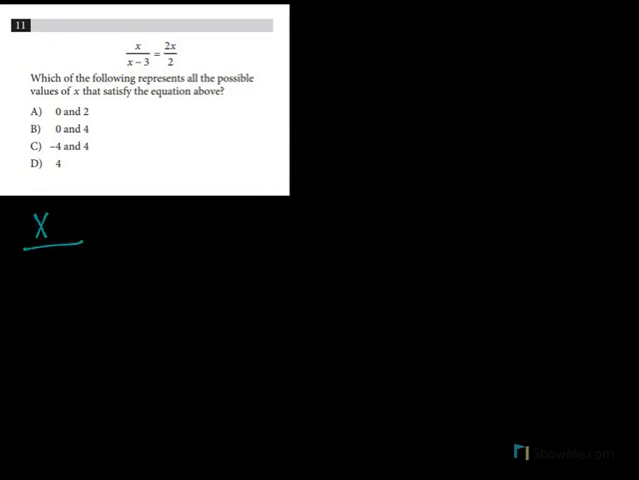So we have x over x minus 3 equals 2x over 2. And right off the bat, we have 2x over 2, so we could just cross-cancel those, and so we would have x over x minus 3 equals just x. So we can just write that.